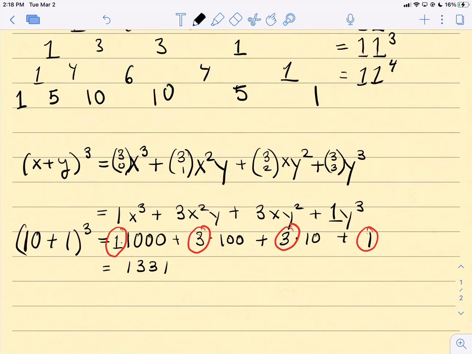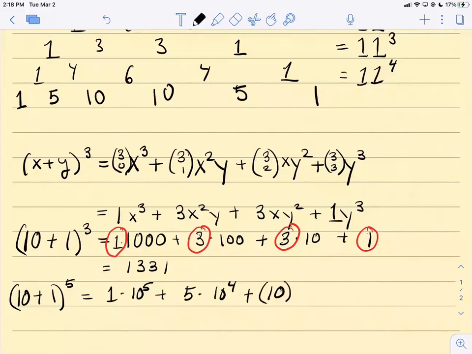So let's just double check how this would work. 10 plus 1 to the 5th, well, that's going to be a 1 times 10 to the 5th plus 5 times 10 to the 4th. There's still a 1 here. I'm not ignoring it, it's just a 1. But this is where it gets weird. It's not the next digit. The 10 can't be a digit because it's a 2-digit number. So plus 10 times 10 to the 3rd, this is going to carry over 1 spot. So it's actually going to be plus 1.